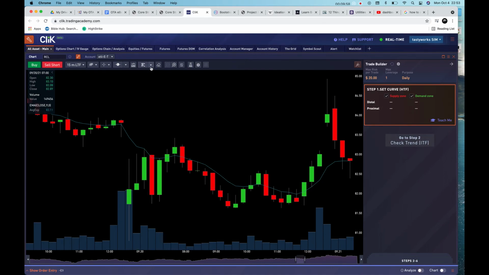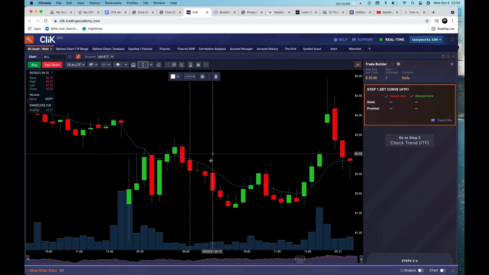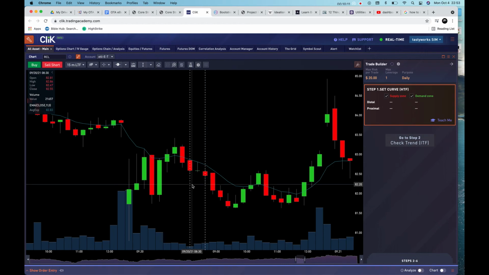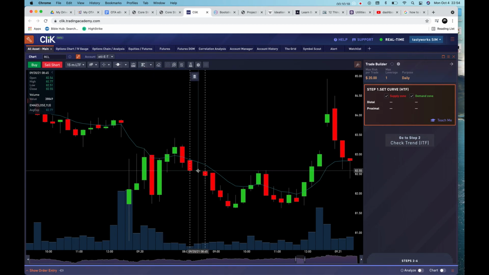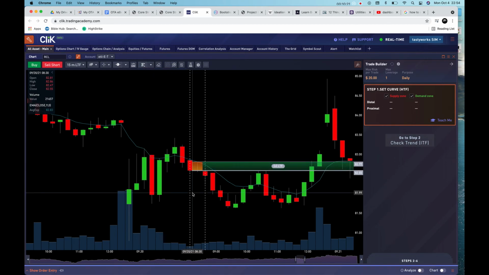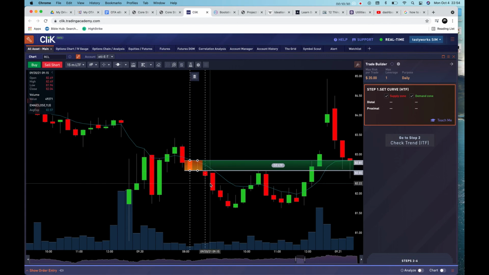Okay. So let's see. This would be the leg in. And this would be the leg out. And then this would be our zone. Okay? And actually, we might even include that candle as part of the zone.